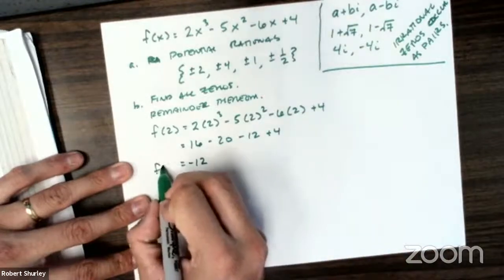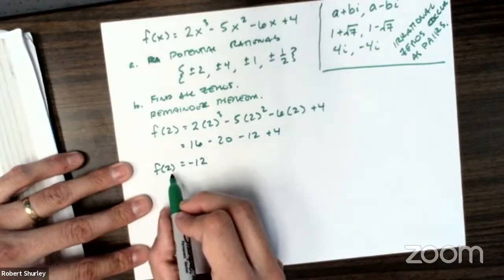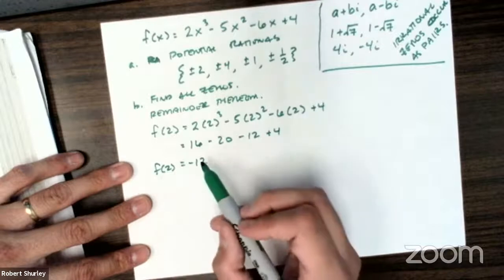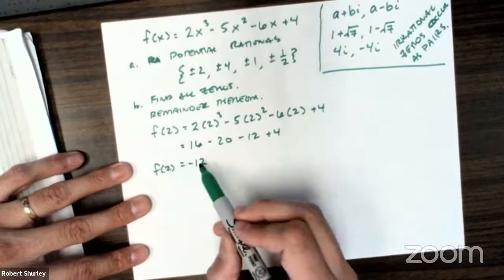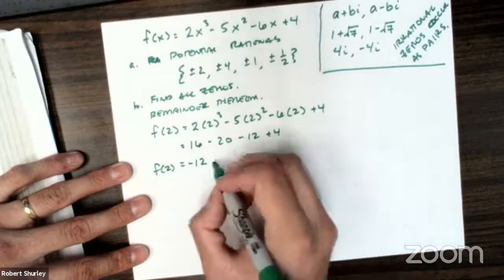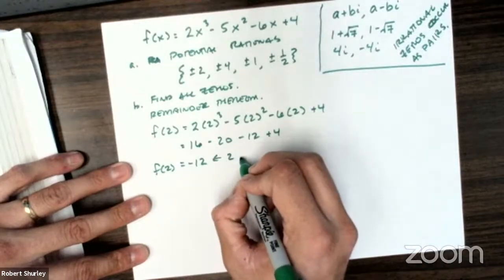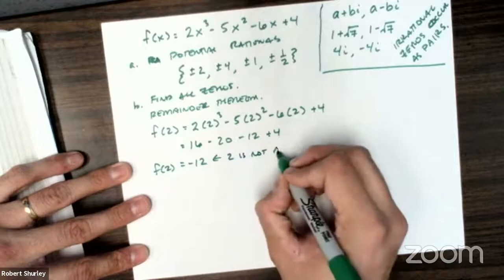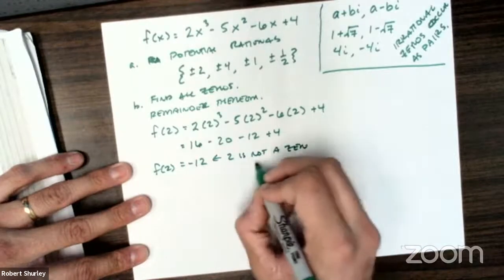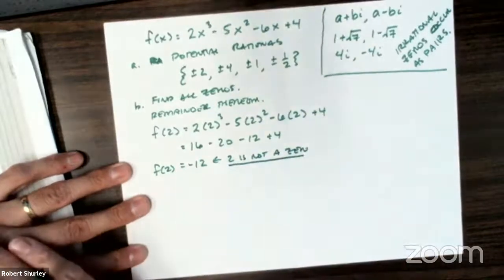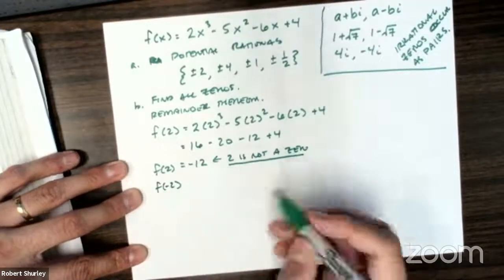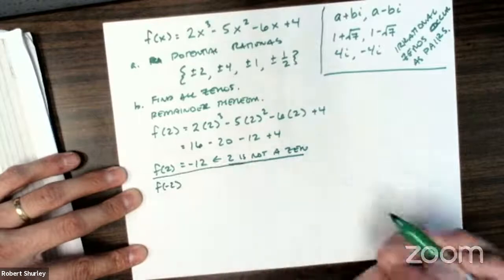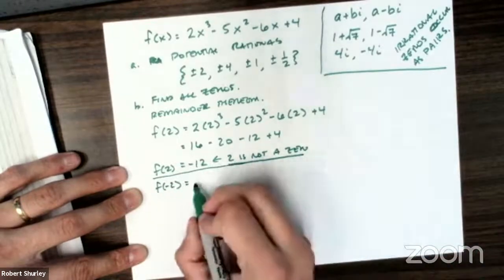Now, what matters here is when I plugged in 2, I got back a non-zero. I didn't get back 0, okay? So this tells me that 2 is not a zero. Okay? So now I'm going to plug negative 2 in, and do the same thing. You can pop it in your calculator if you want.